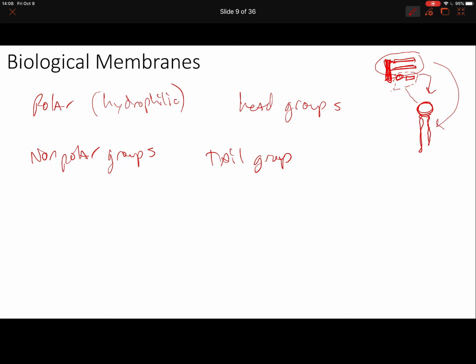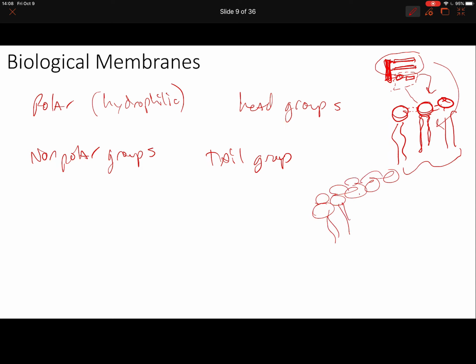Okay, and so all of these little lipids, these little phospholipids, are going to start associating together, polar sides to polar sides, and non-polar sides to non-polar sides. And if you get enough of them together, they start to organize into these little rafts. And if you let them, they'll close in on themselves like these little micelles.